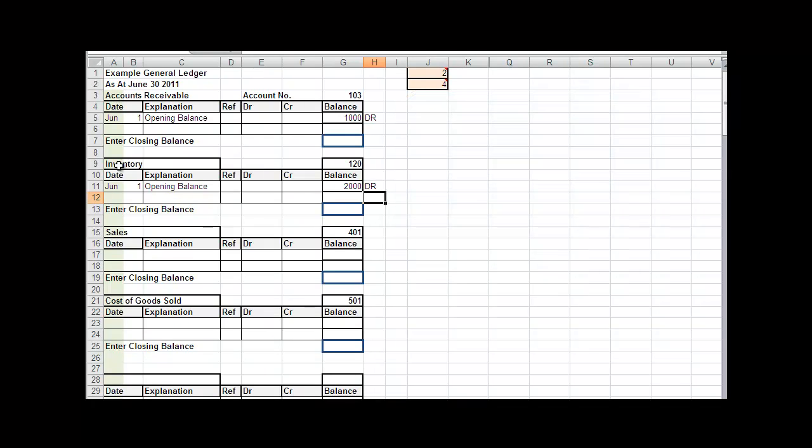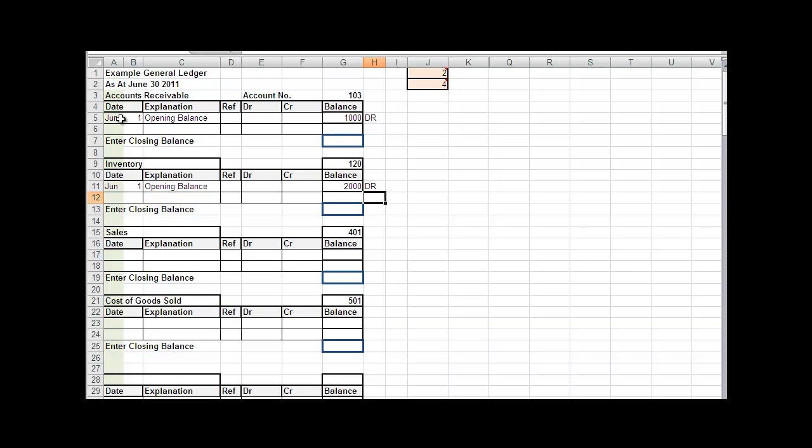Accounts Receivable, that's people that owe you money. Inventory, sometimes also called merchandise inventory, that's what you have to sell. Your sales, and your cost of goods sold. Now 2 of these items have opening balances. That is the inventory, so there's $2,000 worth of stock in your storeroom or on your shelves or wherever. And accounts receivable, June the 1st, there's an opening balance of $1,000. That means someone or some number of people owe you $1,000.